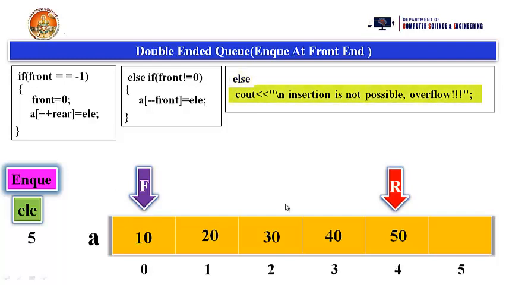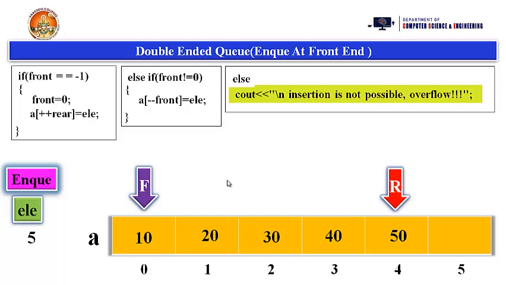Now see this one. You have memory at the 5th index position. So this space is empty. But there is no chance to insert or enqueue the element at the 5th index position using the front end. Now this is the disadvantage of the double-ended queue when you are inserting the element at the front end.